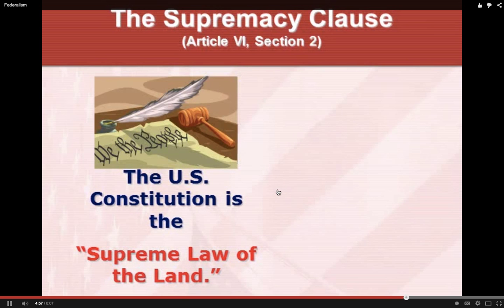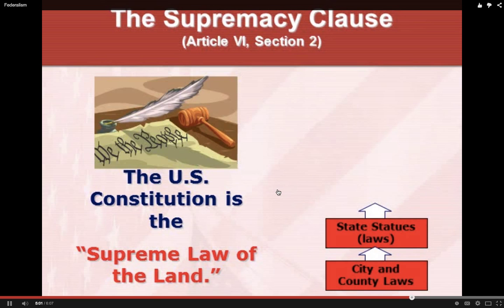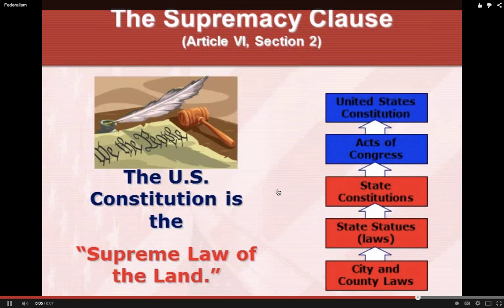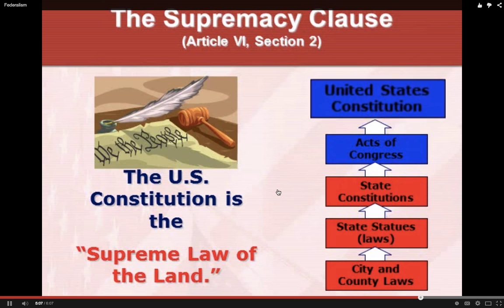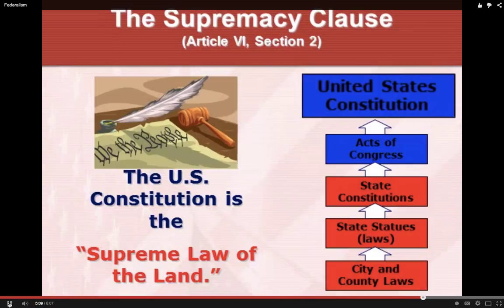If there's ever a conflict between state laws and national laws, according to Article 6, we are supposed to go with the national law. So what we're going to see here is the Constitution is the supreme law of the land, followed by acts of Congress. And on that same level, I want you to add treaties. Acts of Congress and treaties are actually on the same line.